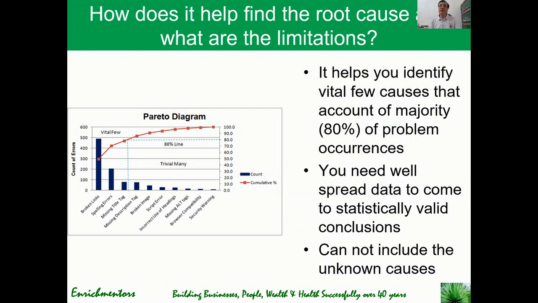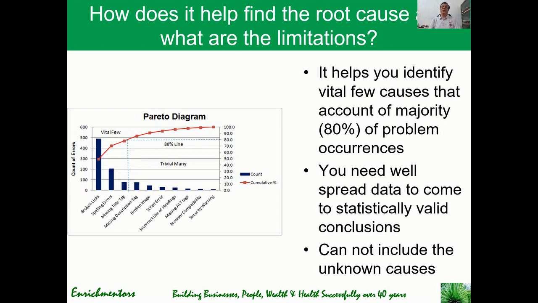How does it help you find the root cause? It helps you identify the few vital causes that account for the majority, 80%, of the problem occurrences or impact. When can you use this? You will need well spread out data to come to statistically valid conclusions. Ideally, you must have a sample size of 30 for each of the causes, because those are the valid occurrences. If any cause has less than 30 occurrences, you won't be sure the data is statistically right. And if the cause is not known, obviously it won't even feature. So an unknown cause is completely outside the boundary of knowledge or analysis in this case, right?